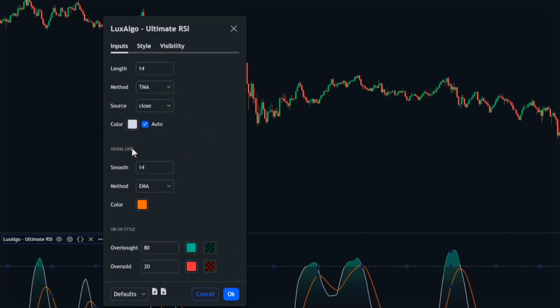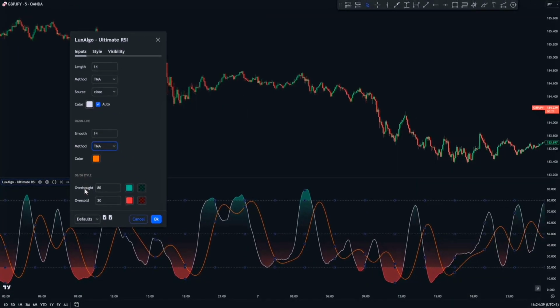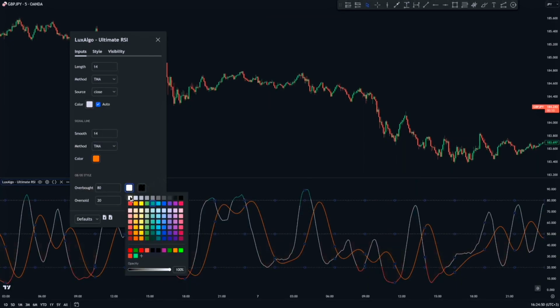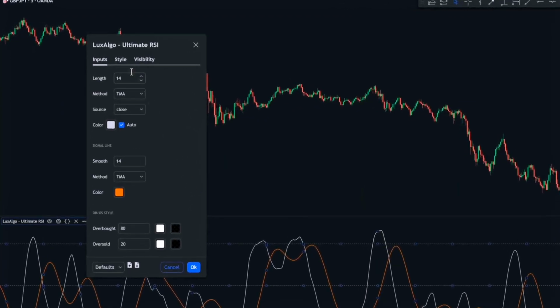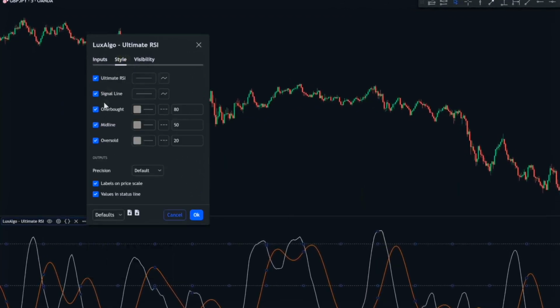For the signal line, adjusting the smoothing period and using TMA as the smoothing method helps filter out noise. To keep the chart clean, the opacity of the overbought and oversold levels can be reduced to 0, and their colors changed to white. In the Style tab, these levels can be disabled entirely.